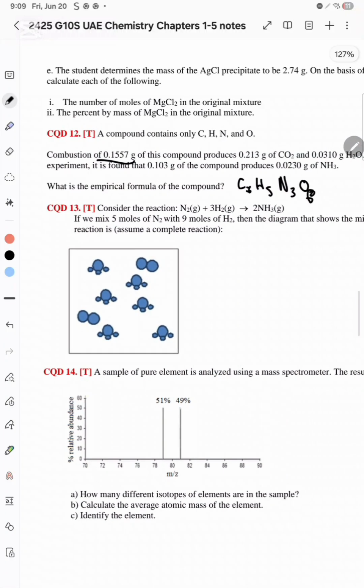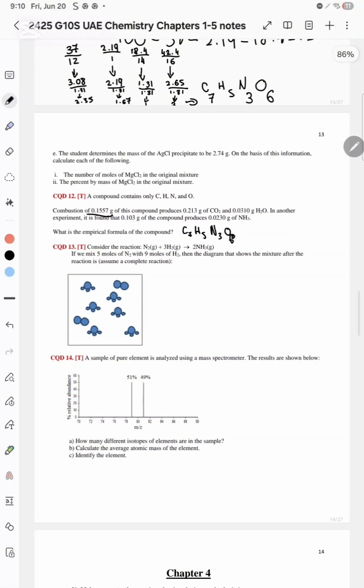Based on the answer on the mark scheme, they want how many moles of nitrogen and how many moles of ammonia should be left. If they give us the picture, I think you can just count them: 6 moles of ammonia, and 2 moles of nitrogen.